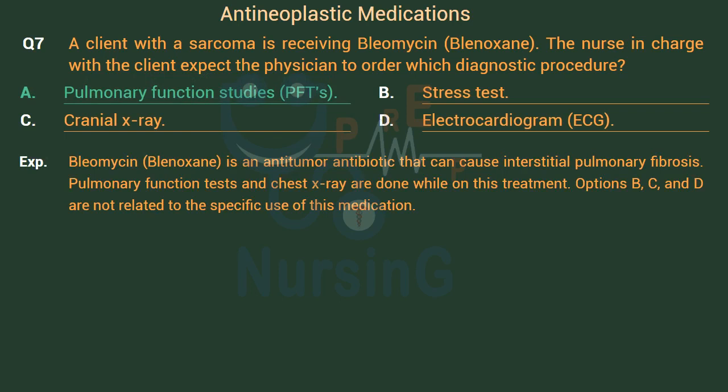Bleomycin, Blenoxane, is an anti-tumor antibiotic that can cause interstitial pulmonary fibrosis. Pulmonary function tests and chest X-ray are done while on this treatment. Options B, C, and D are not related to the specific use of this medication.